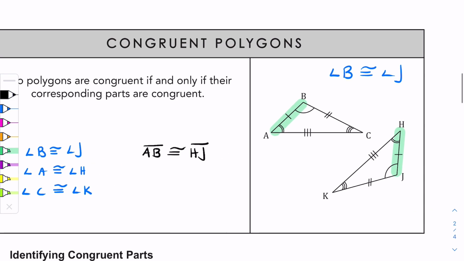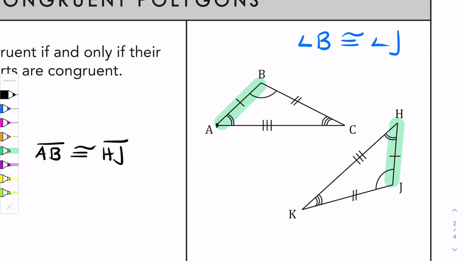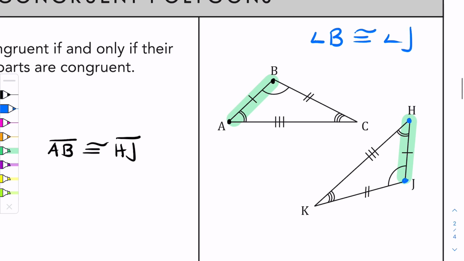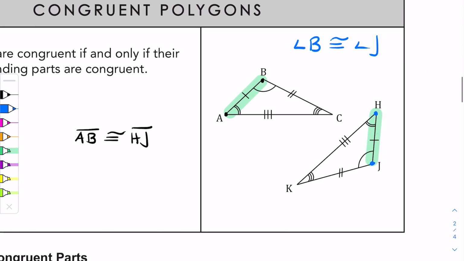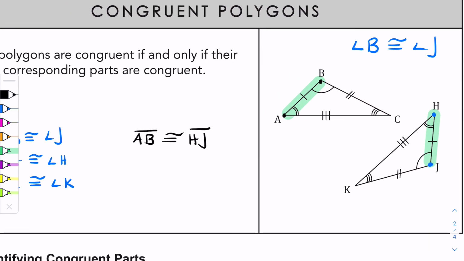Make sure you're consistent with the order. So I went from angle A to angle B when I labeled that segment. So we need to do the same thing on our other figure. So I'm going to go from H, which corresponds to A, H to J when I'm labeling my figures, specifically when I'm labeling my segments.